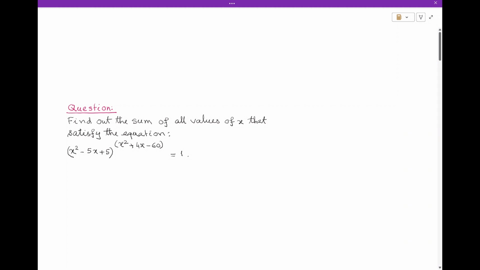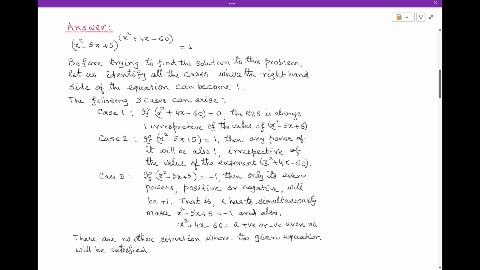Find out the sum of all values of x that satisfy the equation (x² − 5x + 5) raised to the power of (x² + 4x − 60) is equal to 1. Now, it is given in the question that (x² − 5x + 5) raised to the power of (x² + 4x − 60) is equal to 1.